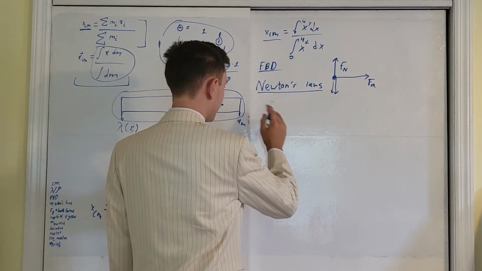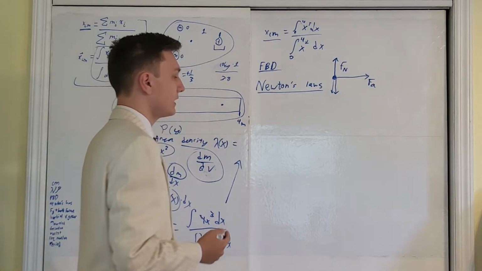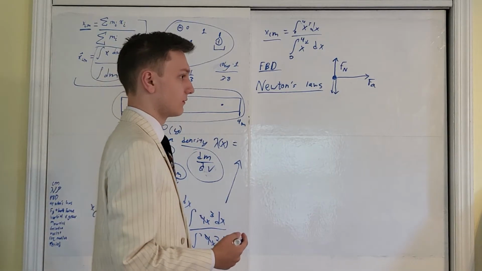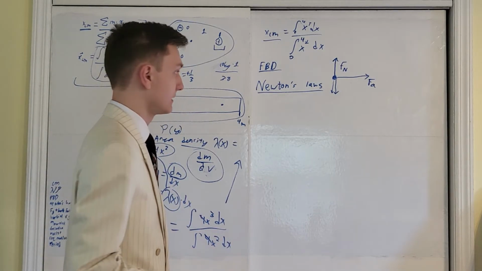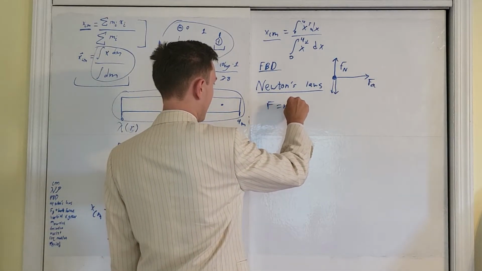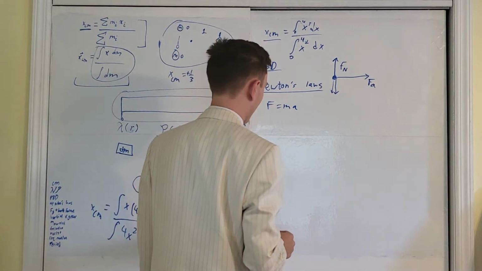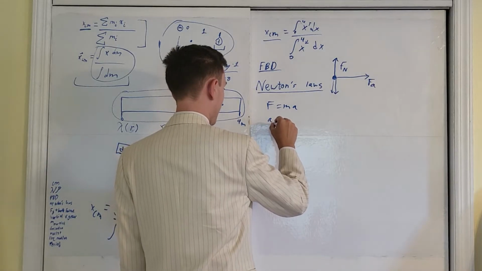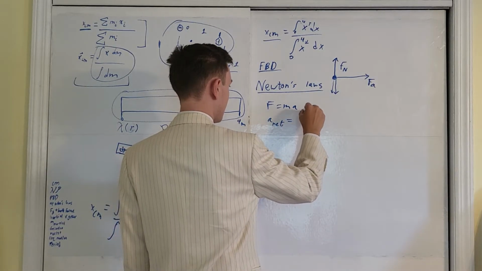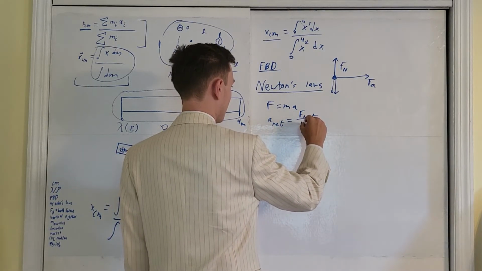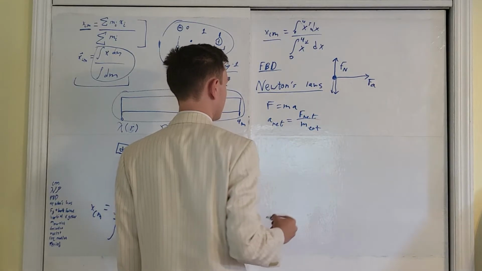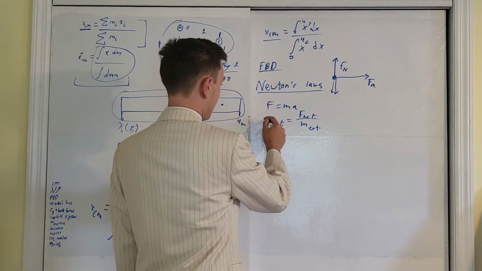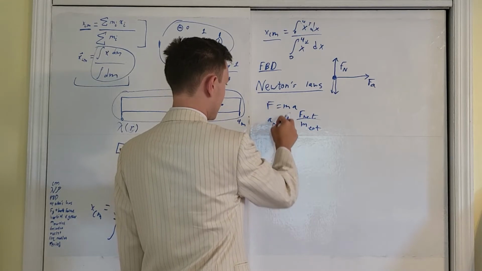Anyway, what's the second law? The second law is what we are largely going to concern ourselves with for the majority of all math in this class. F equals ma, or as it's given to you on your reference table, a net equals F net over m total. Okay? Force, capital F, equals mass times acceleration.